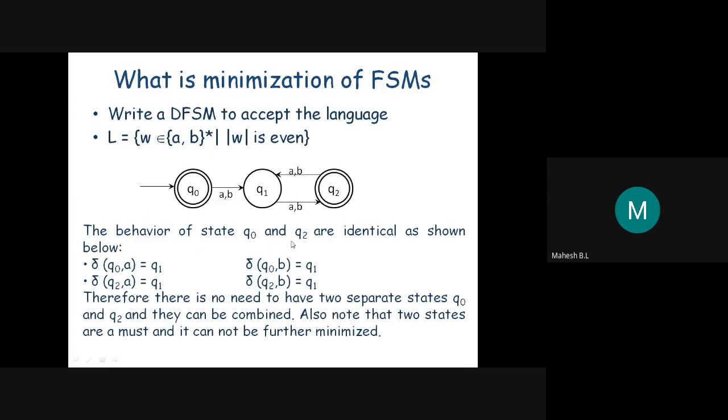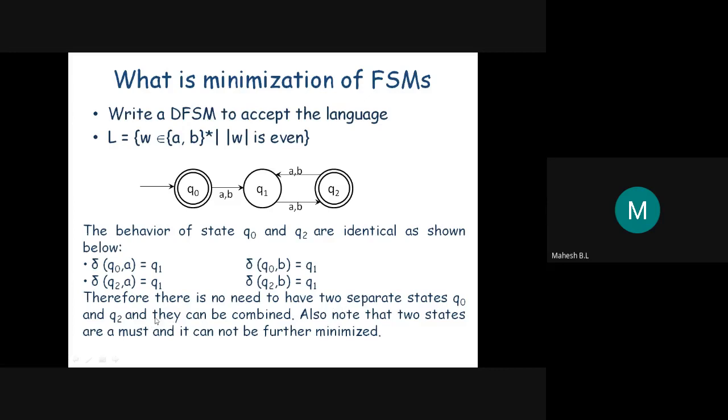Now the behavior of states Q0 and Q2 is identical, as shown below. Q0 on a makes a transition to Q1. Similarly, Q0 on b makes a transition to Q1, which is similar to the transitions done by state Q2: Q2 on a also goes to Q1, Q2 on b also goes to Q1. So there is no difference between Q0 and Q2 with respect to the transitions on a and b. Therefore, there is no need to have two separate states Q0 and Q2, and they can be combined.